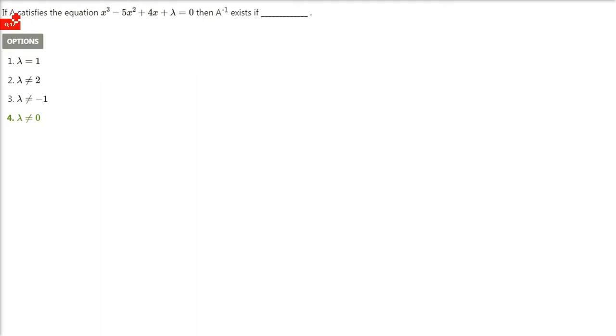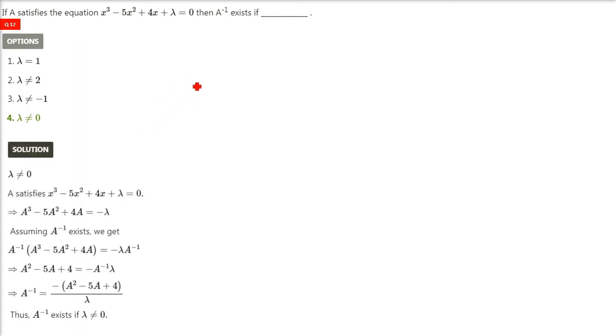Next one is, if A satisfies this equation, then A inverse exists if. So we'll put A in this equation because it is satisfying, then we'll try to find out A inverse, and then we'll see what condition it should exist. So the answer is lambda is not equal to 0. You'll just see how this comes. First, we will satisfy this A with this equation.